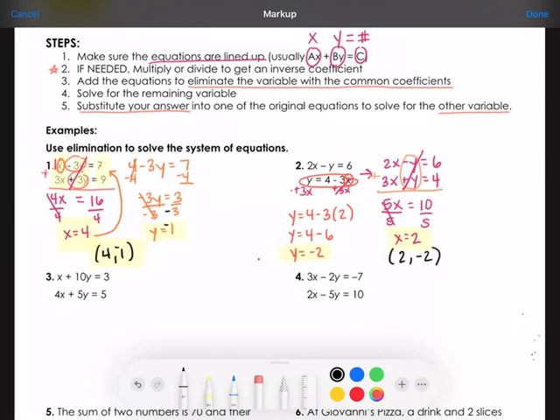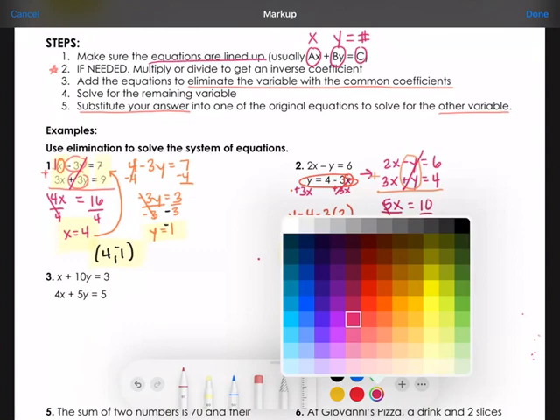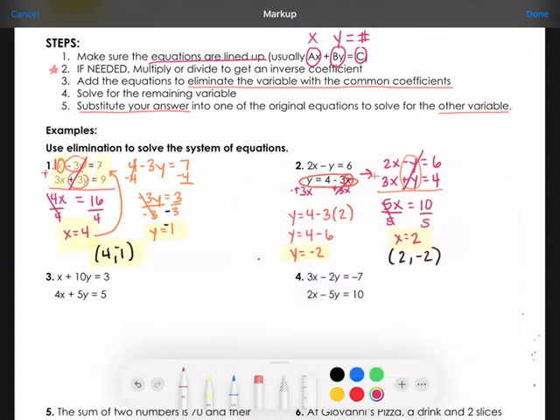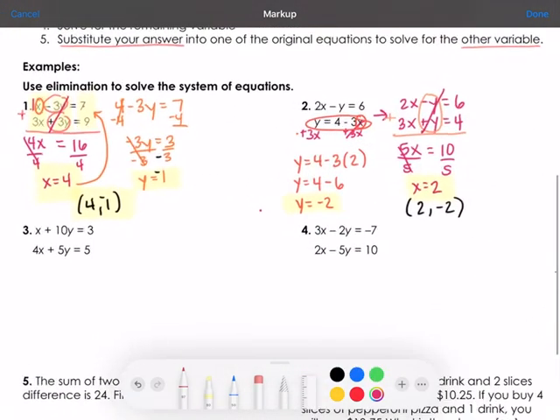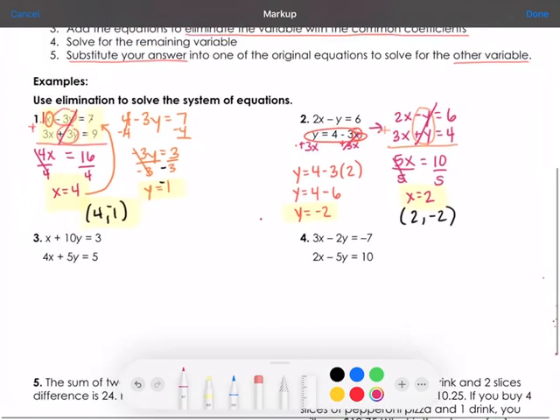All right, now we're going to look at some examples where the second step is going to be needed. We are going to need to do some multiplication in order to be able to eliminate a variable. So you'll see what that means in just a moment. So I'm going to look at number 3. And number 3, they are lined up. I have x, y, number, x, y, number.